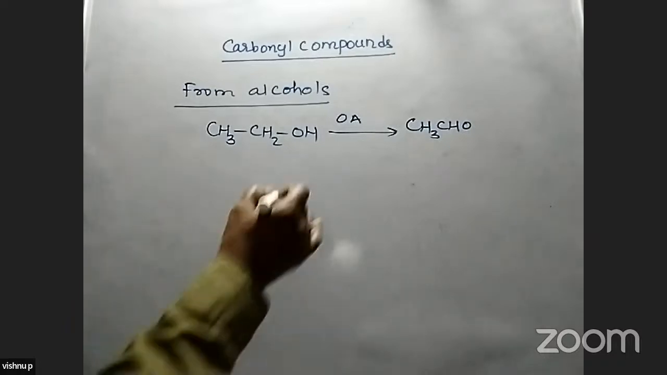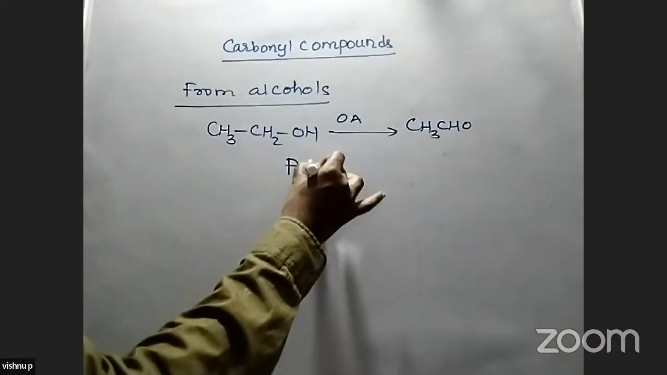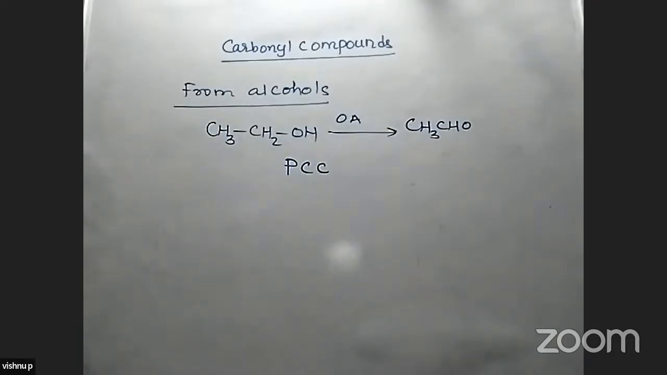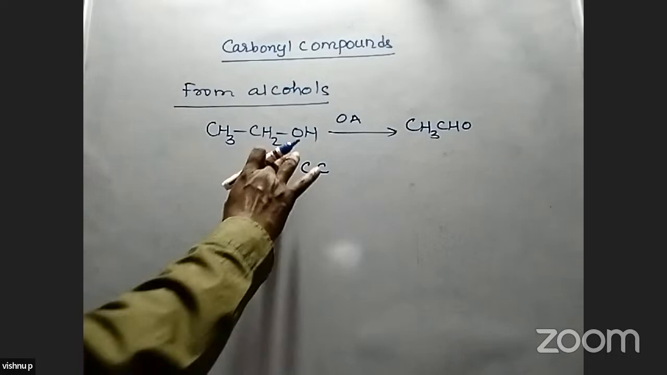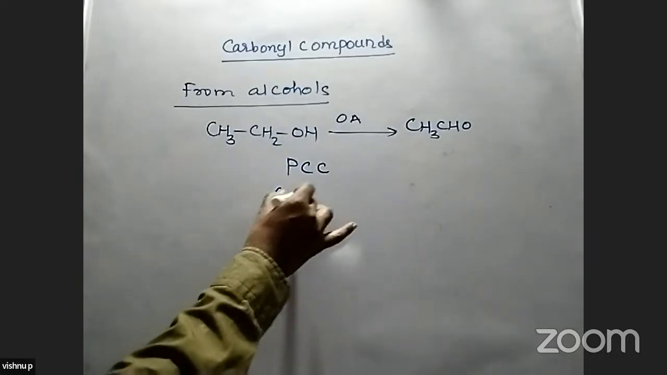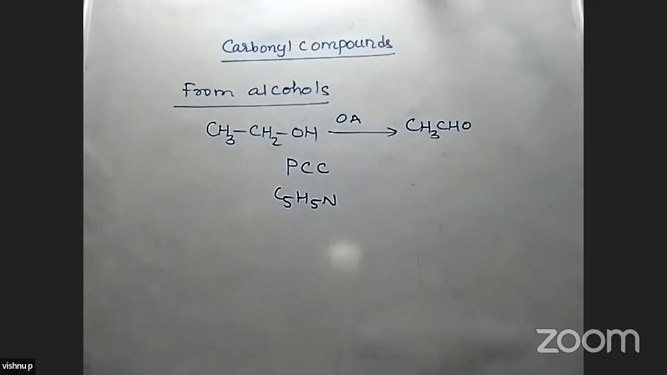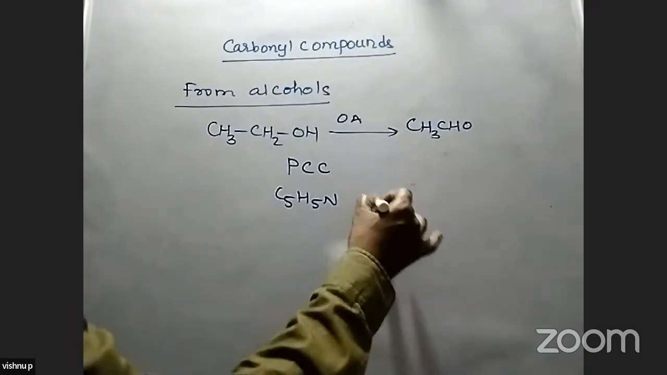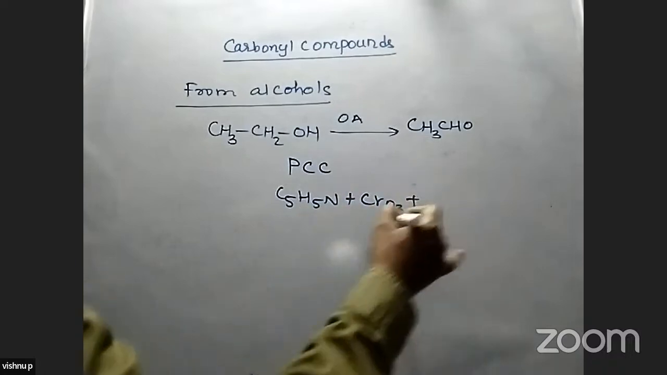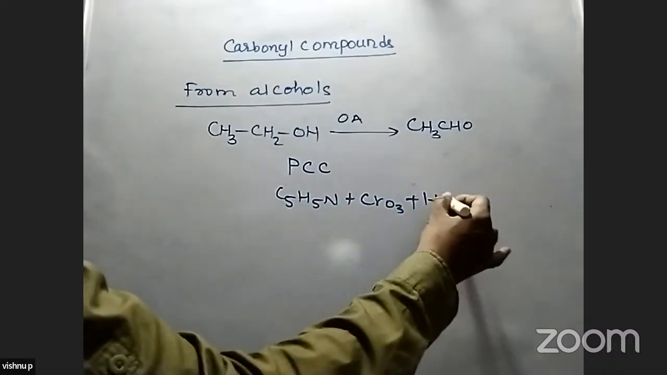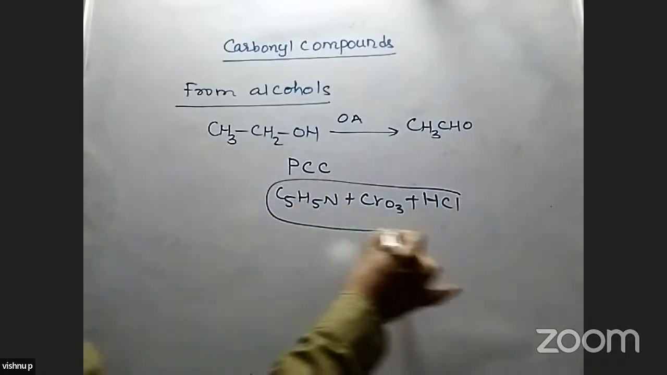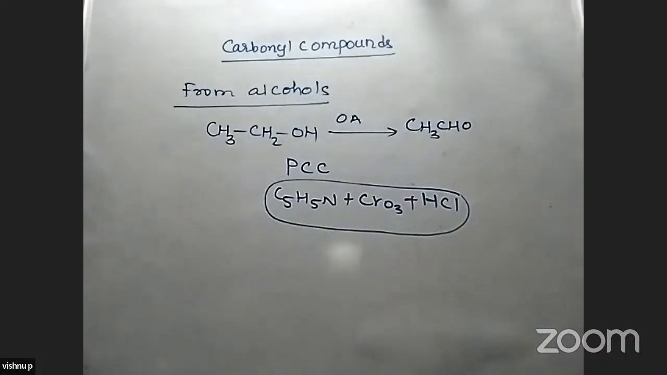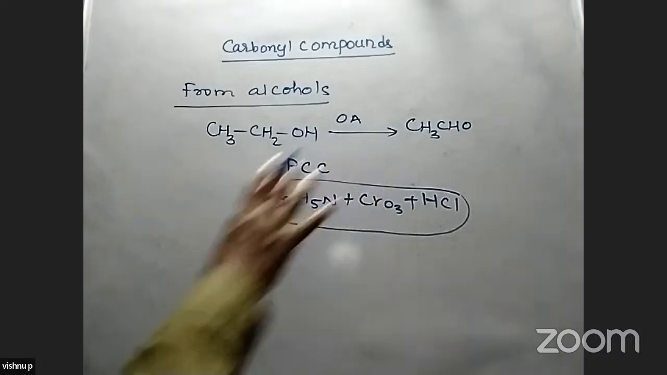So what type of compounds are used here? First is pyridinium chlorochromate. What is the role of this? What is pyridinium chlorochromate? Pyridine is a cyclic compound with the formula C5H5N. Chromium means chromium oxide is present, plus chloride means HCl. This mixture is called pyridinium chlorochromate. This produces a small amount of oxygens, so the reaction stops at the aldehyde stage only.